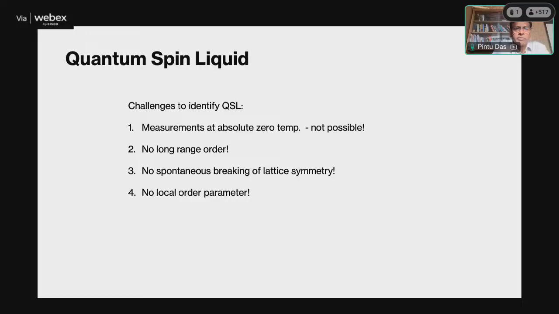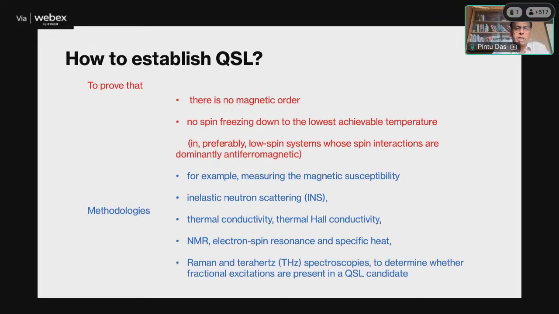Therefore a couple of different kinds of measurements are carried out. Usually the idea is to prove that there is no magnetic order and no spin freezing. As I said, in a classical spin liquid system, although there are thermal fluctuations at higher temperature, at very low temperature the spins freeze.